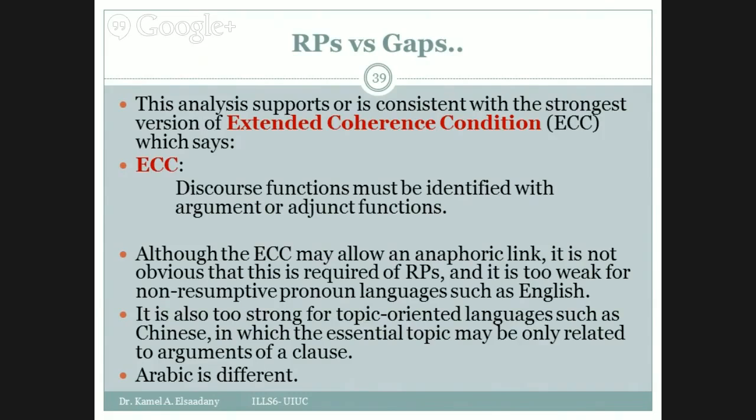The second point, RPs versus gaps, and we said this analysis supports or is consistent with the strongest version of the extended coherence condition, which says discourse functions must be identified with argument or adjunct function. This is very important for the theory suggested here, because it must be licensed either in argument or in adjunct. Of course, some languages never allow these pronouns in adjunct, like Chinese, for example.